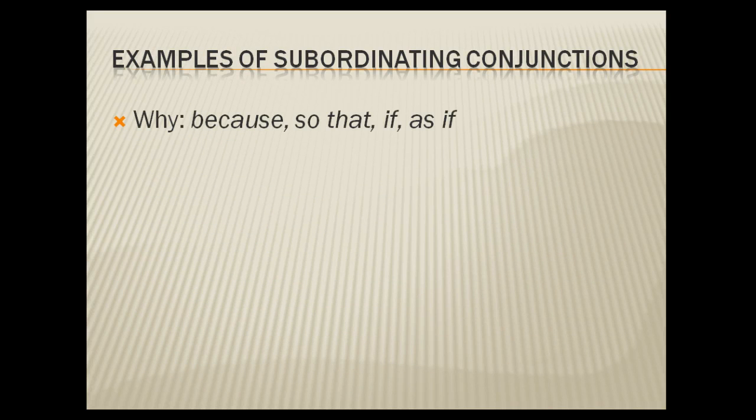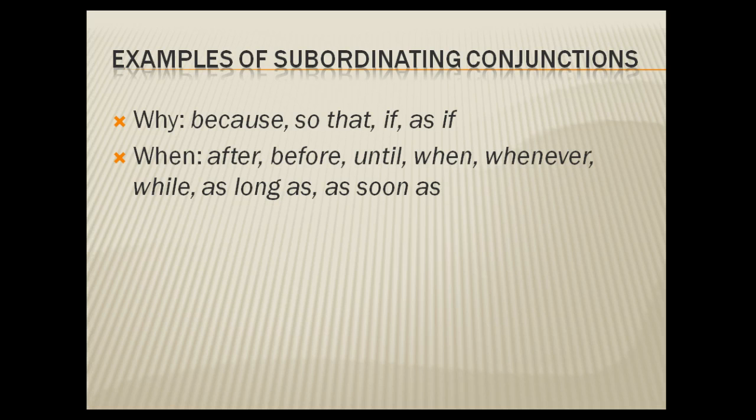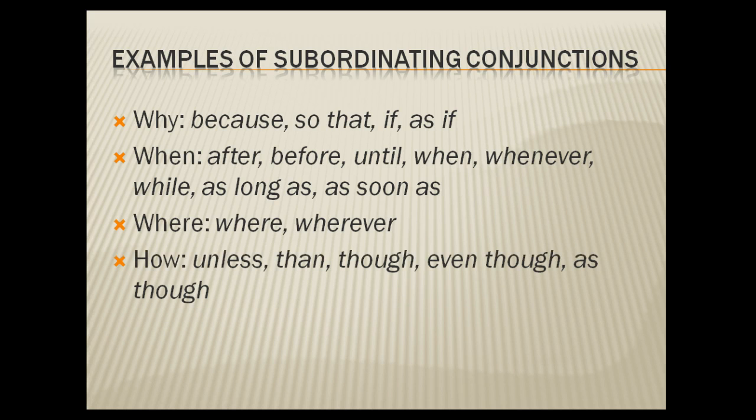Some example subordinate conjunctions. Why: because, so that, if, and as if. You might want to add the word wherefore, W-H-E-R-E-F-O-R-E, as an example of a why. You'll see that when you do Romeo and Juliet. When: words like after, before, until, when, whenever, while, as long as, soon as, or since. Where: words like where and wherever. Words for how, like unless, than, though, even though, as though.